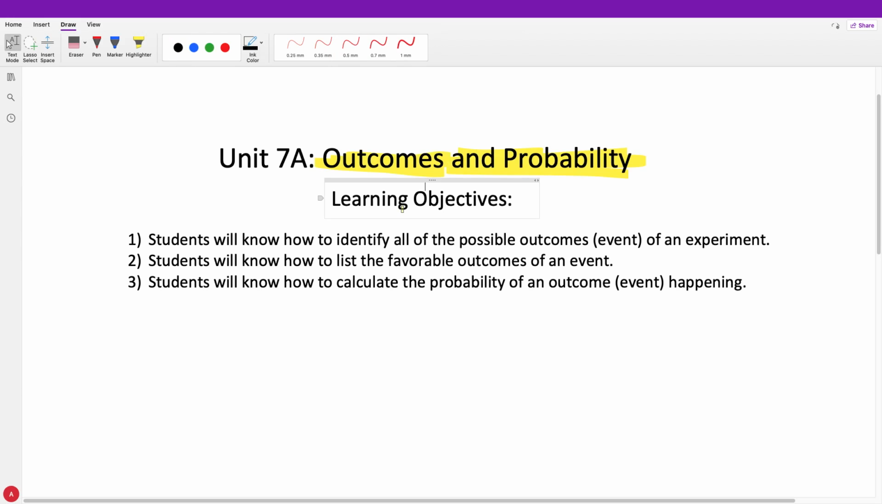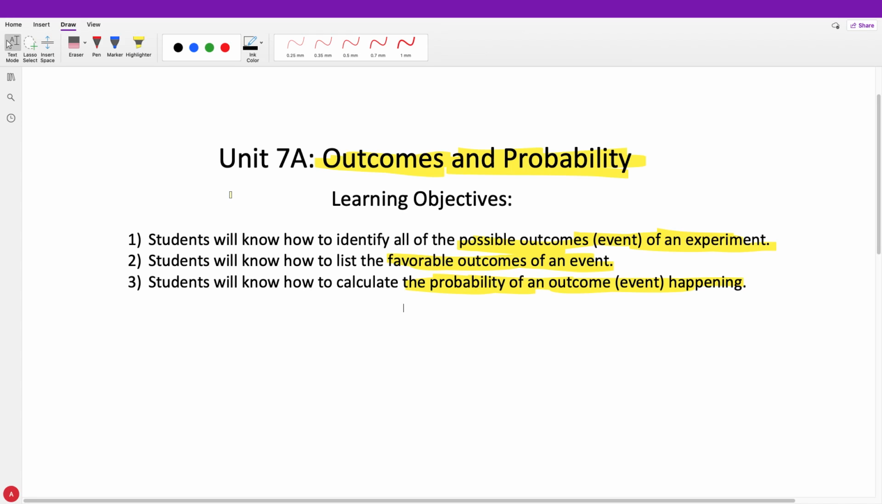So at the end of this video, our learning objectives are that you're going to be able to identify all the possible outcomes, or sometimes we might talk about them as events instead, but the outcomes or events of an experiment. You're going to know how to list what's called a favorable outcome of an event, and then you're going to know how to calculate the probability of an outcome or an event happening. So we're going to learn how to identify our outcomes, list our favorable outcomes, and then calculate the probability for it. That's what your goal is by the end of this video.